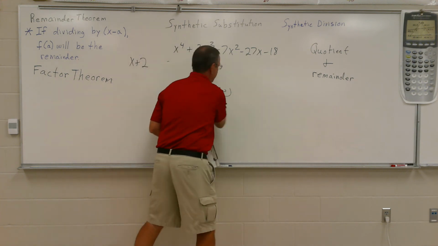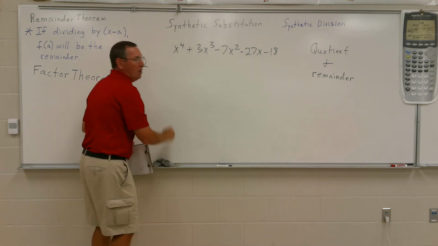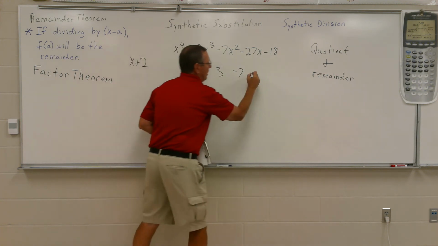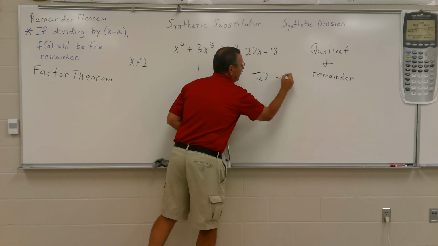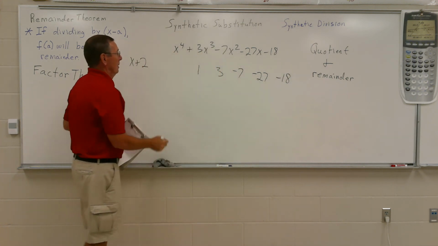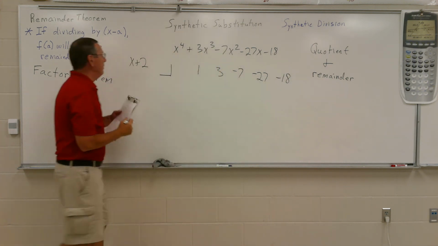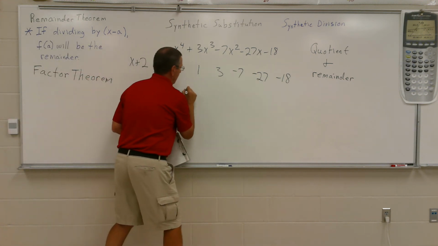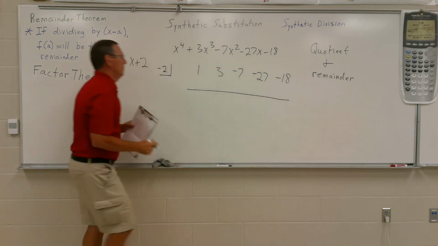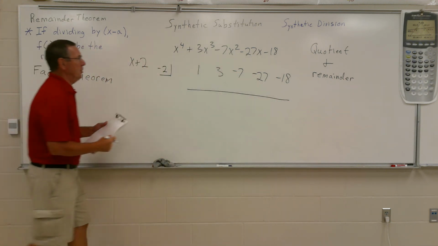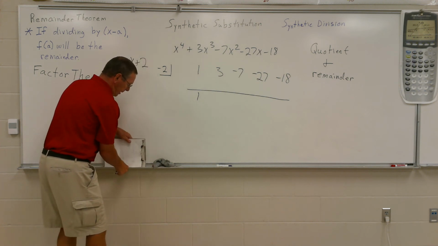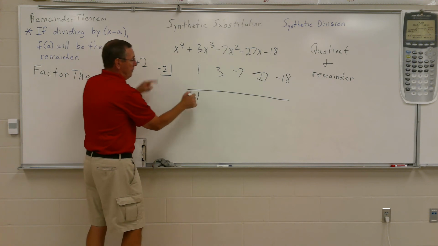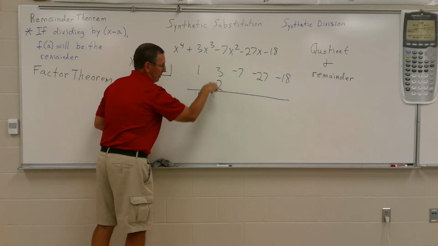Here we go. I'll copy down my coefficients. Got 1 of those, 3 of those, negative 7, a negative 27, a negative 18. I'm dividing by x plus 2, so we'll put a negative 2 in the box. I'll bring down my first number. Jessica, multiply. Negative 2. And add. Negative 1.